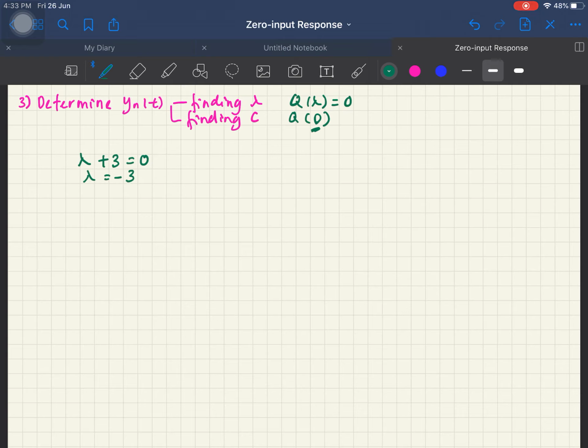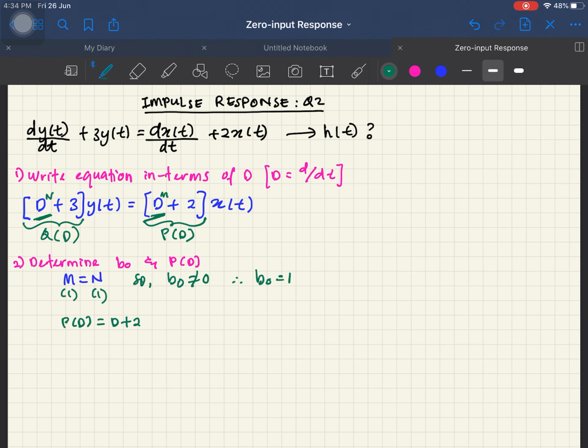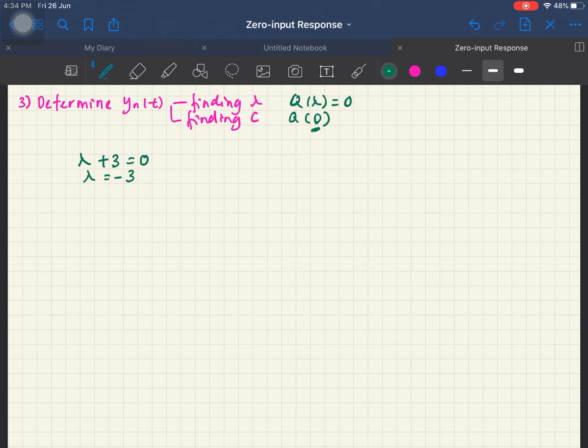Okay, so in the previous examples where I discussed zero input response, and even in question number 1 for the impulse response, we have multiple lambda. That is because we have a second order system. But this one we have a first order system because here is a first order derivative. So our lambda is only 1, which is to be expected. Now the general solution for yn(t), since we only have 1 lambda, will be C e^(lambda t).